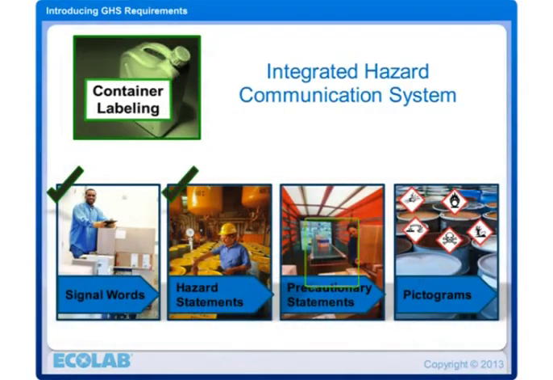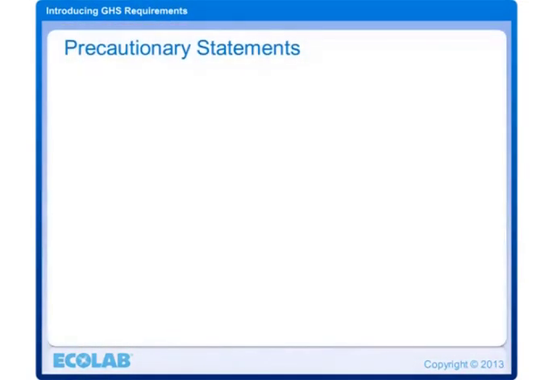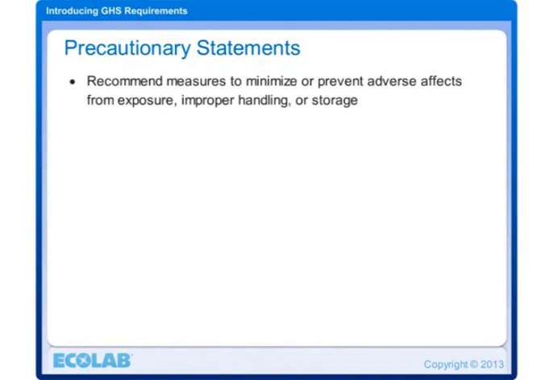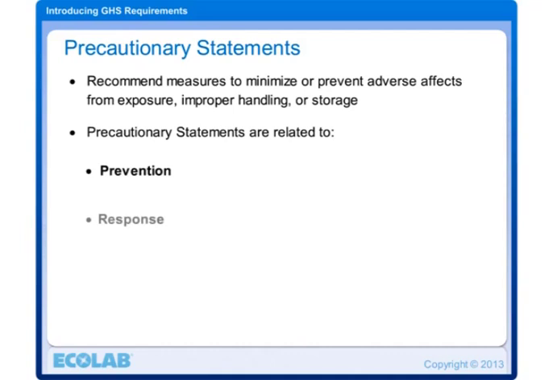Now let's take a look at precautionary statements. Precautionary statements are phrases that recommend exposure control measures during handling, use, or storage. As with hazard statements, precautionary statements are largely standardized by the GHS. Precautionary statements are related to prevention, response, storage, and disposal.